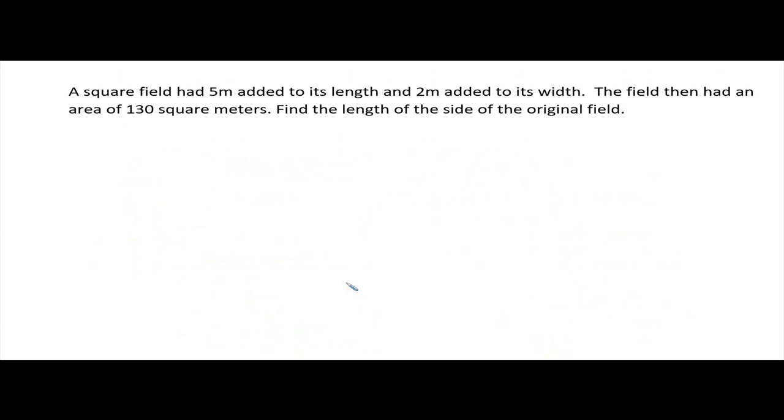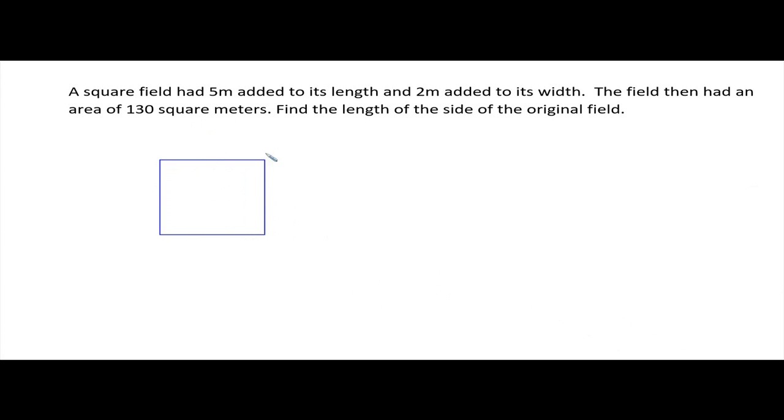Okay, let's take a look at this next example here. This says a square field had 5 meters added to its length and 2 meters added to its width. So let's draw a picture of what's going on here. First of all, let's sketch a square. So here's a square.